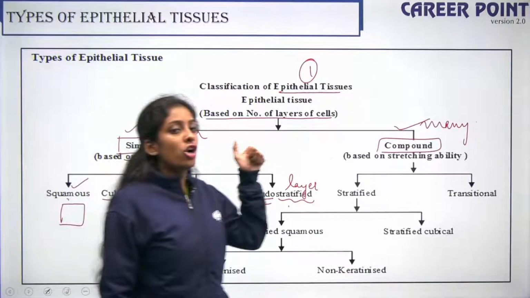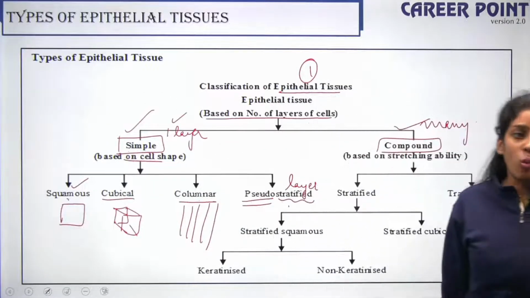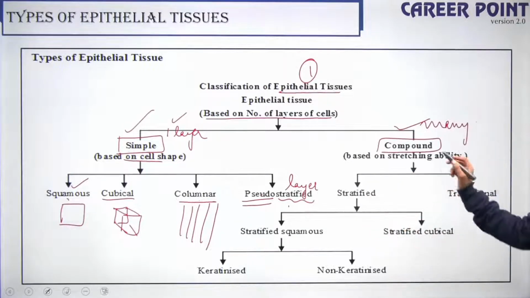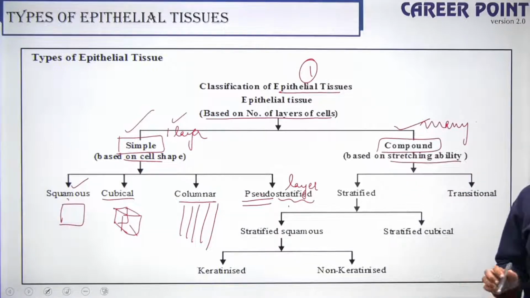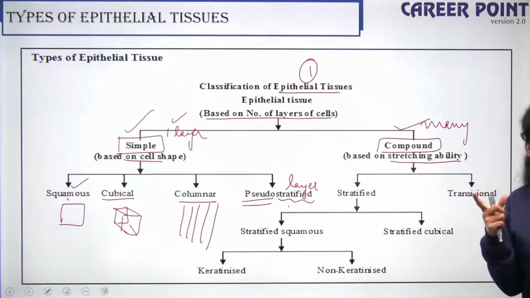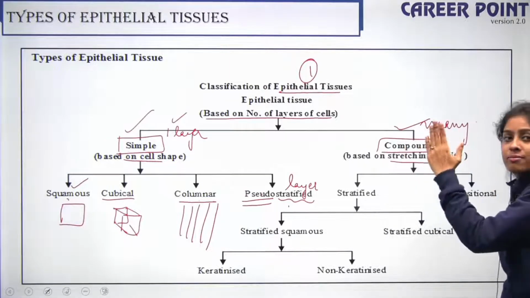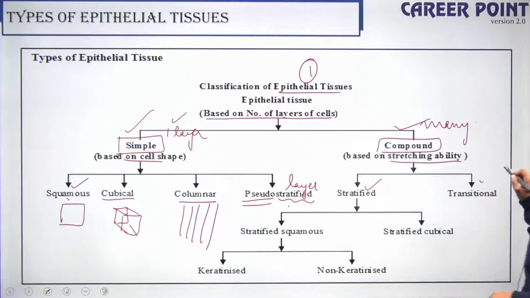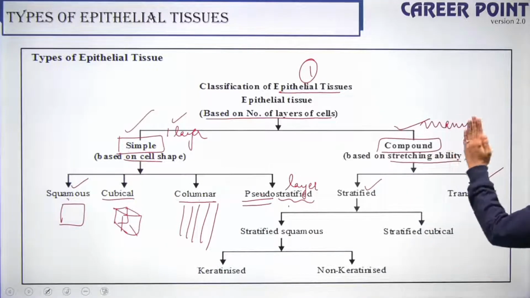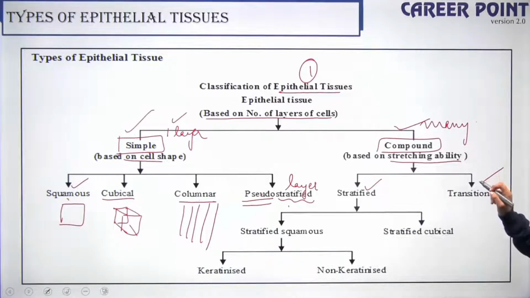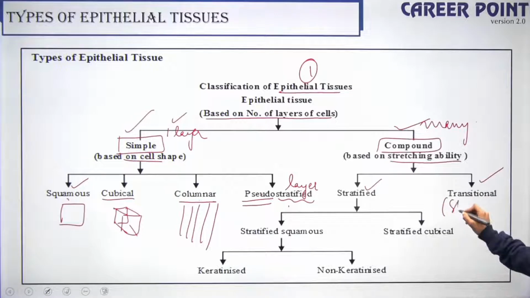Now moving on to your compound epithelium, which has more than one layer of epithelial cells. This is further classified into two types based on the stretching ability. For example, some tissues you can stretch, right? What are the tissues that you can stretch? For example, your urinary bladder can contract and relax. There has to be some tissue there. So based on the stretching ability, your compound epithelium is divided into stratified and transitional. Transitional is a stretchable tissue.